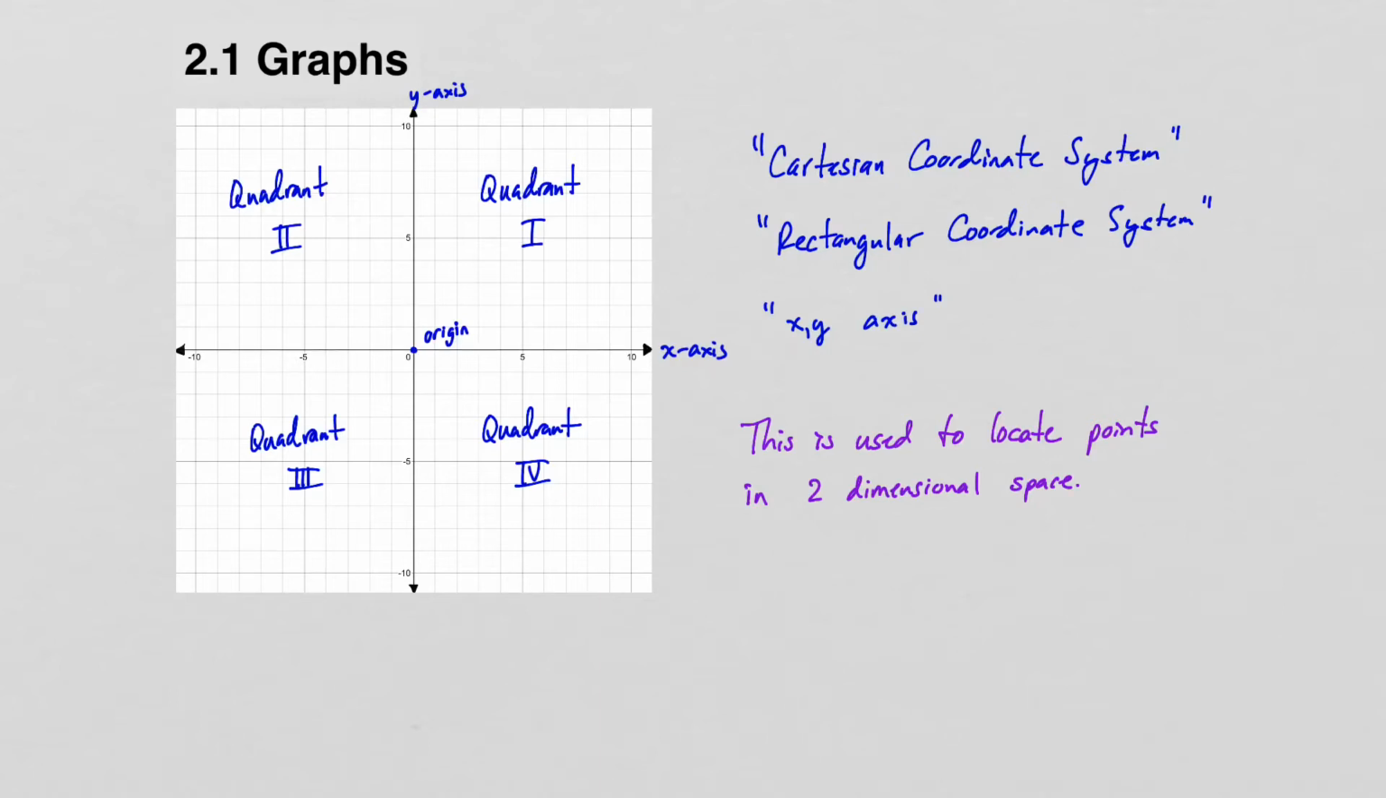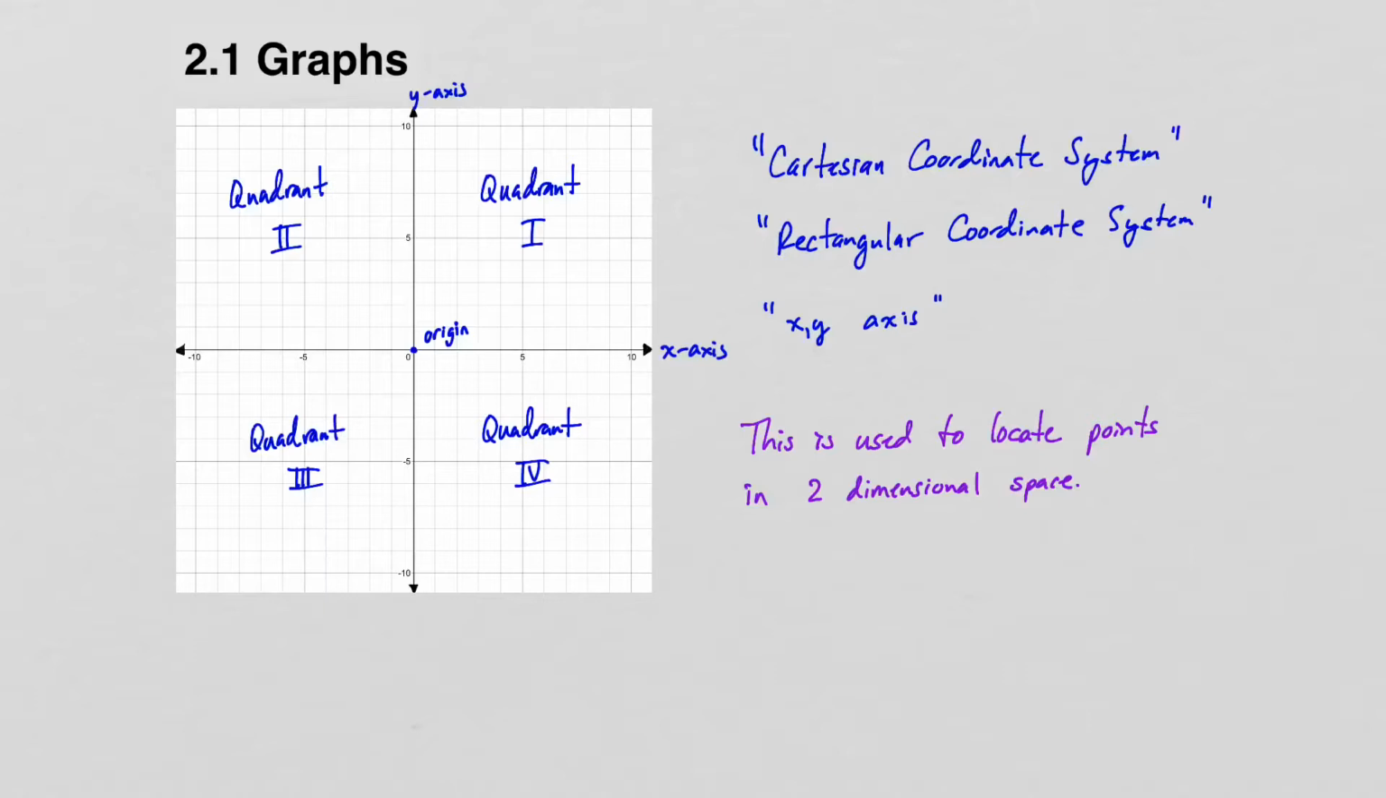Section 2.1, we're going to look at graphs. What you see here is a coordinate system. It's made up of a horizontal line, which we usually call the x-axis, and a vertical line, which we call the y-axis. We don't always call them x and y. Sometimes we use other variables or other names, but these are the most common names.